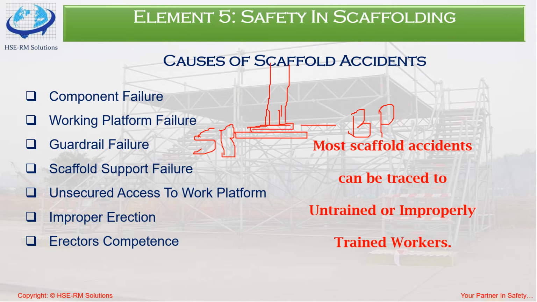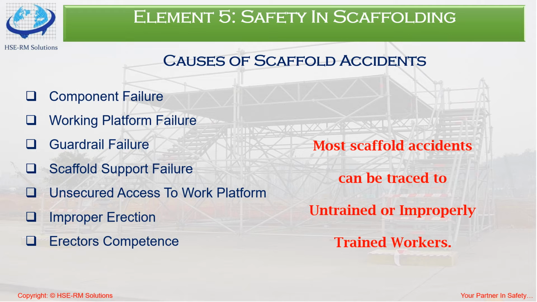And trust me, friends, when it comes to component failures, with some components you are lucky if they go wrong. But if one clamp breaks, it will immediately trigger a series of failures of all the clamps and it will collapse the scaffold. Now coming to work platform failure. When you are talking of work platform failure, what happens? See, it's very simple.